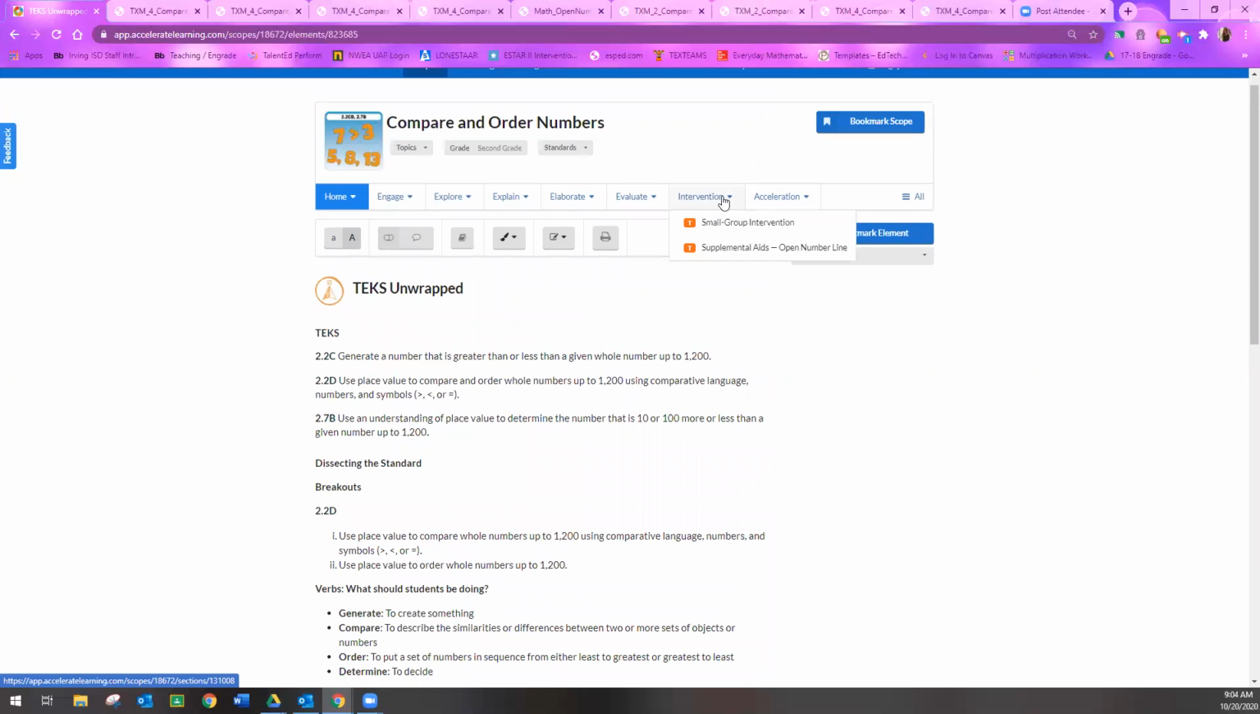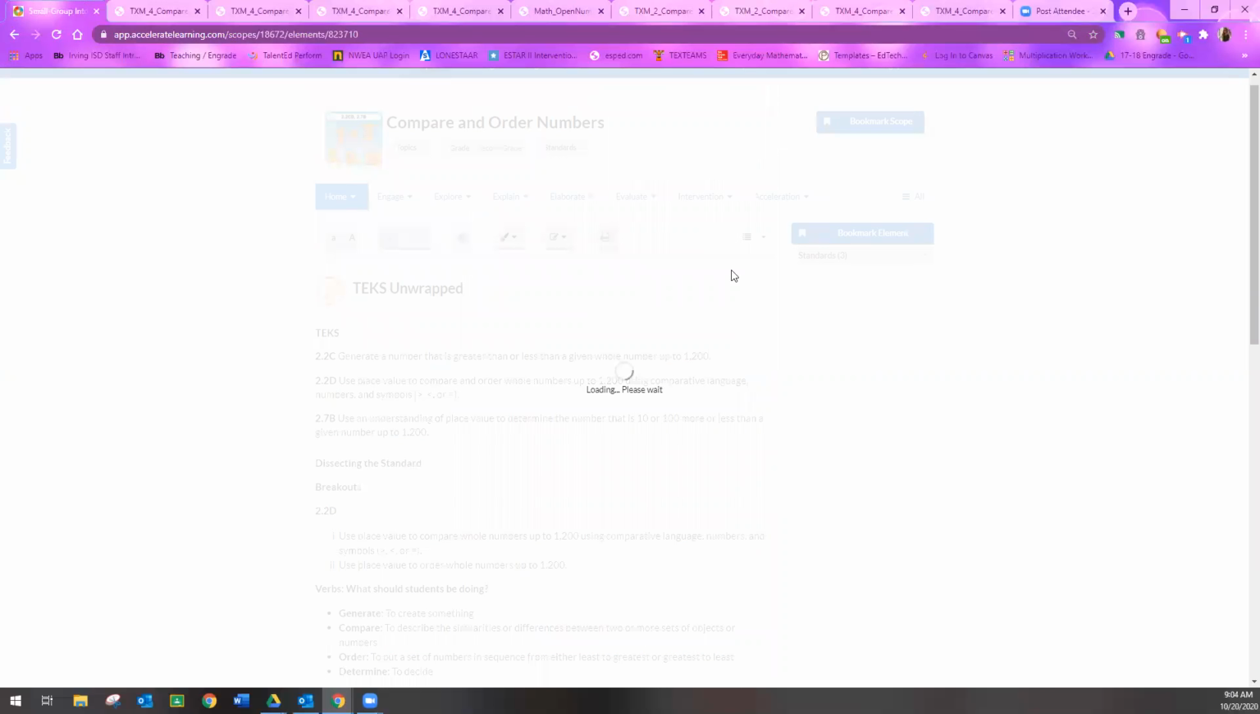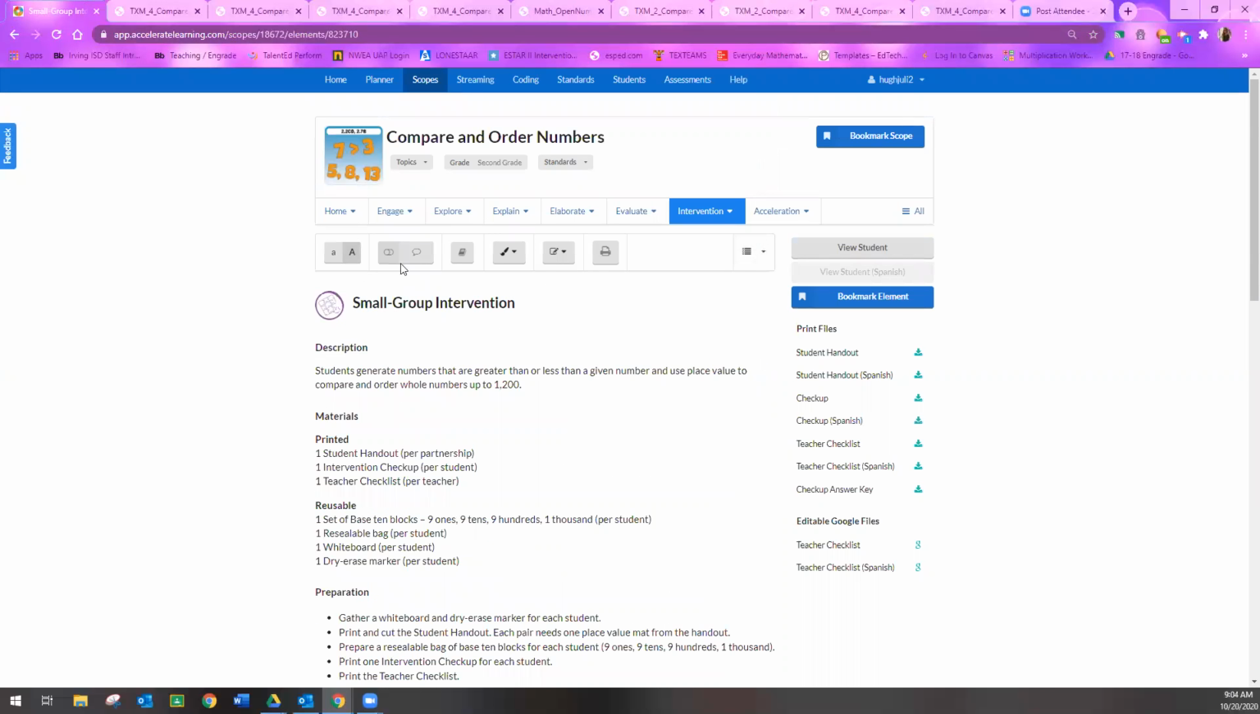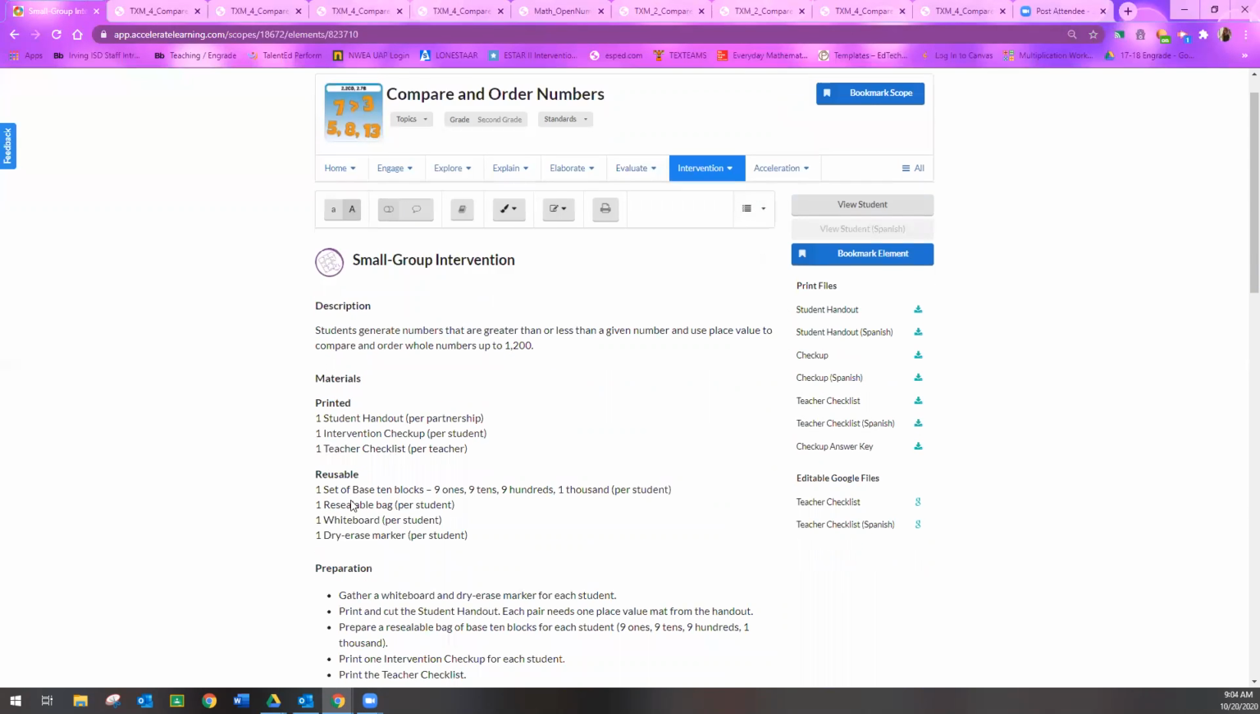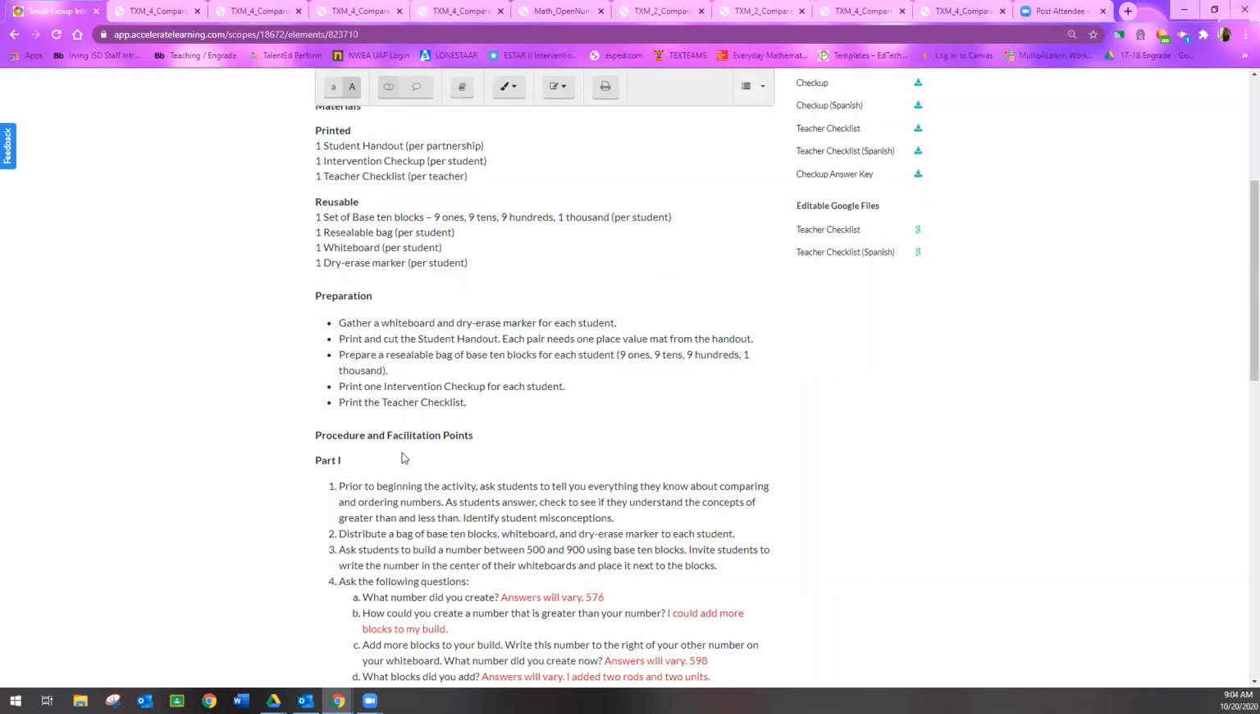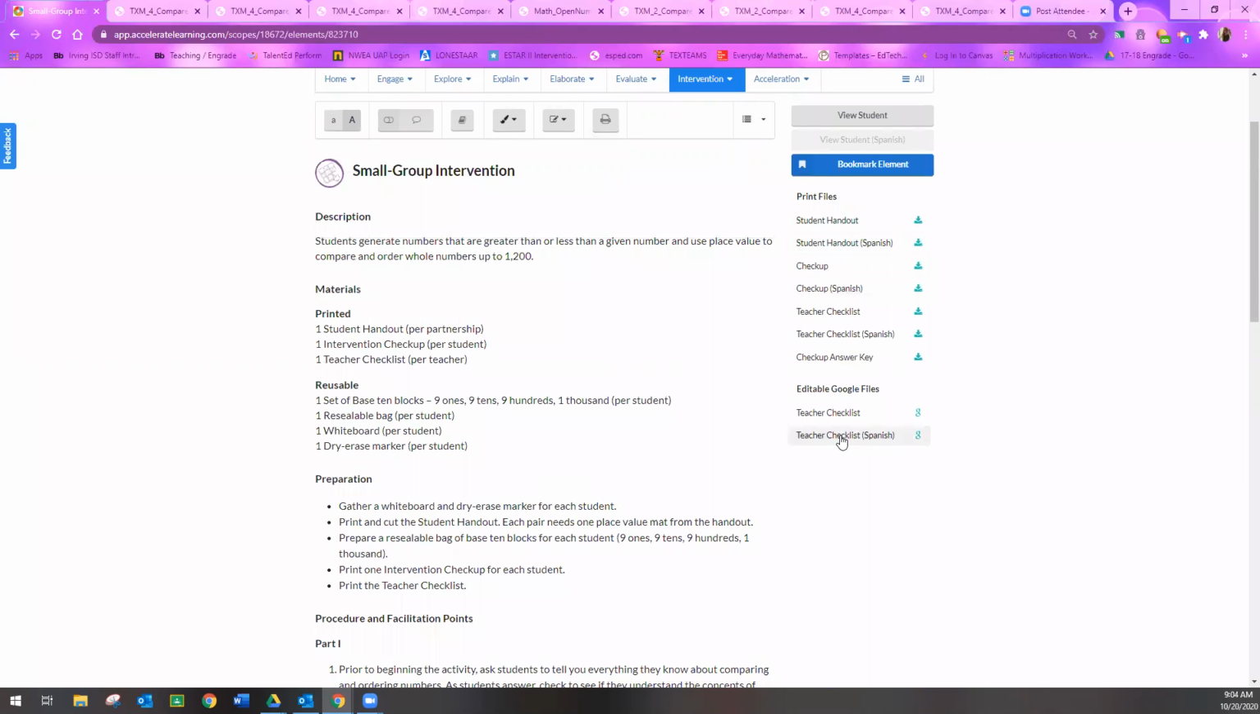I'm going to go back to my intervention lesson and click on my small group intervention. I'm going to make it bigger so I can see. And again, it has all the student handouts, and they have it in English and in Spanish for all grade levels, which is super nice. Has the checkup in English and Spanish and the checklist. So everything is in English and Spanish. The lessons are not translated, but all of the handouts are.